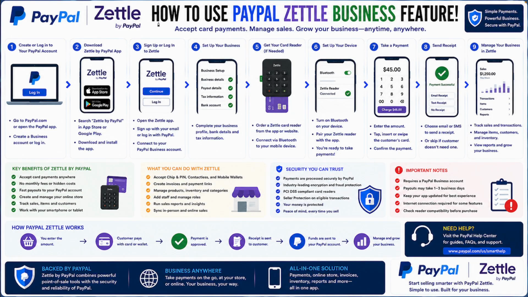In this video, we're going to be talking about how to use the PayPal Zettle business feature. So let's get straight into the video. The first thing you're going to do is create or log in to your PayPal account. Go to paypal.com, create a business account, and log in.